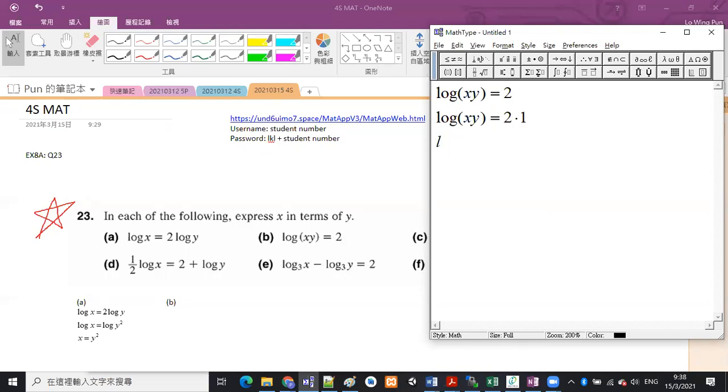Why is it 1? Because the 1 can be written as log a base a. Okay, in this case, the base of the log on the opposite side is base 10.